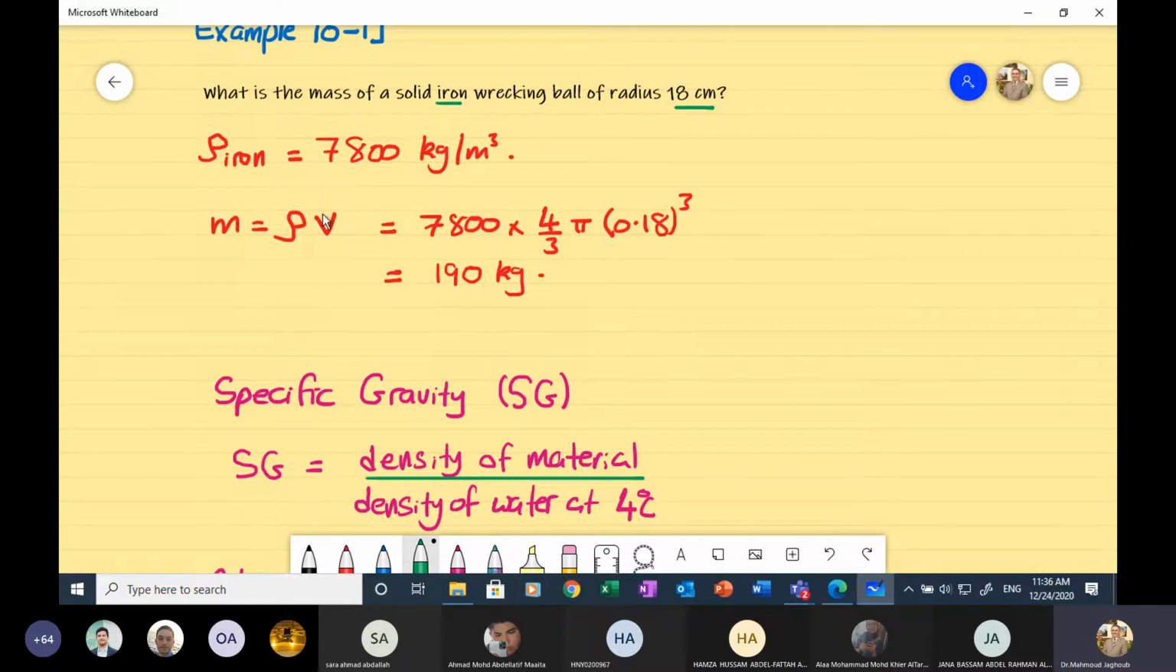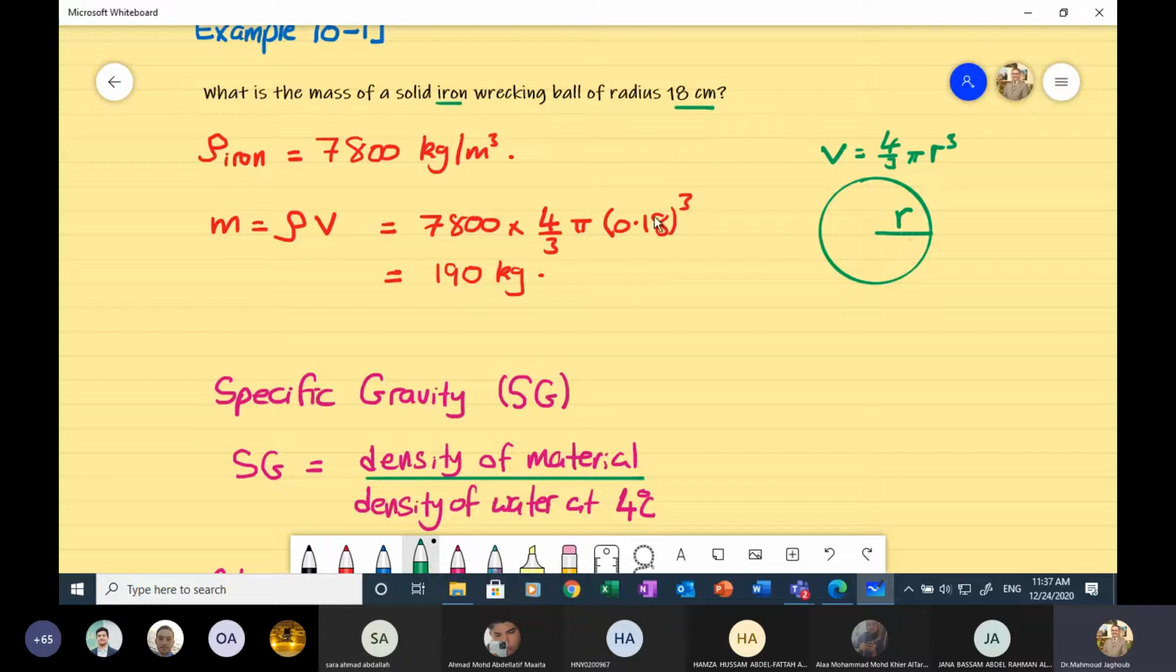What is the mass? We say that mass equals rho, which is the density, multiplied by the volume, and density is 7,800 kilograms per meter cubed. I use the SI unit, multiplied by the volume of a sphere. Remember, the volume of a sphere V is 4/3 pi r cubed, where r is the radius.